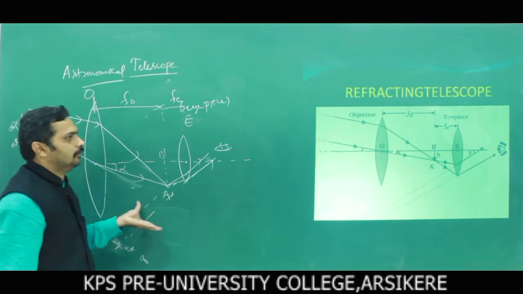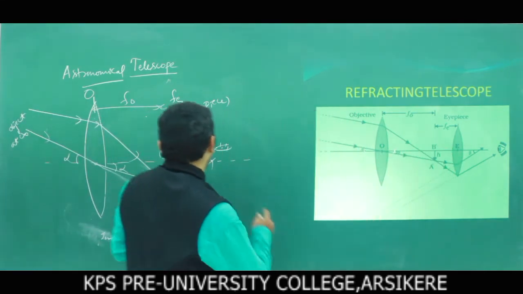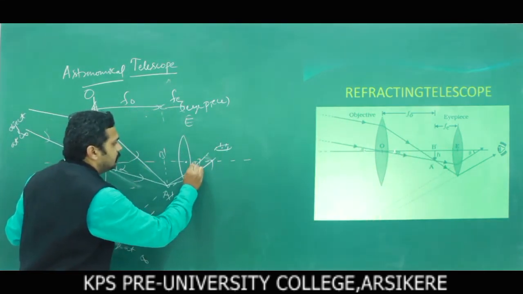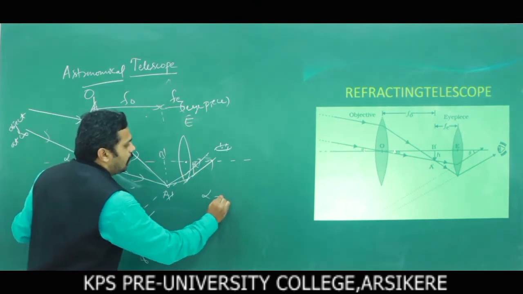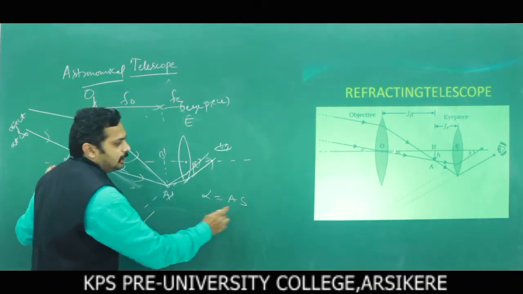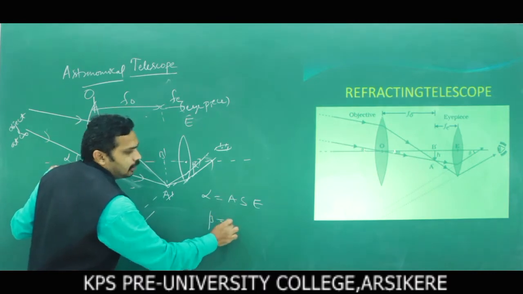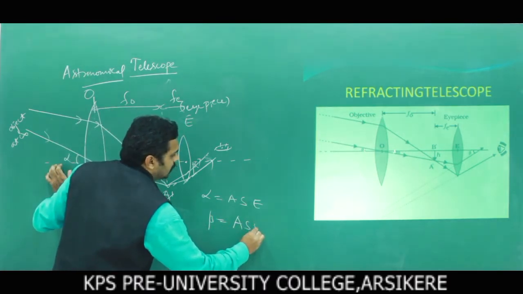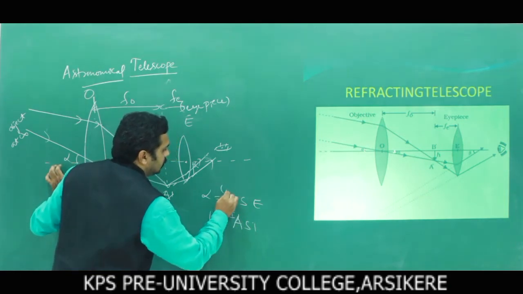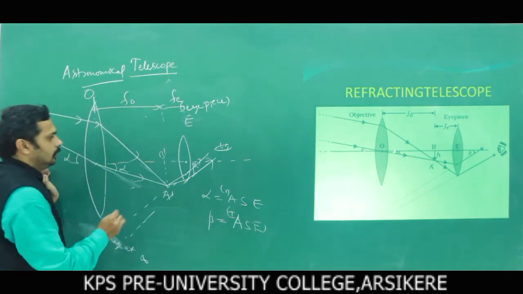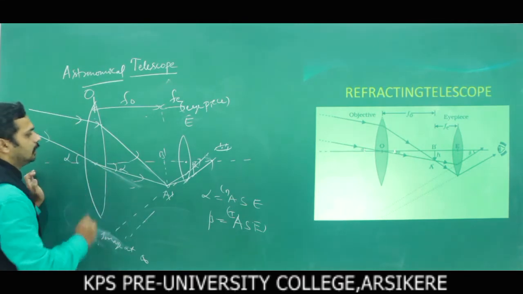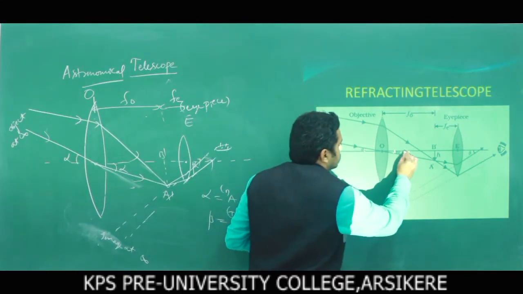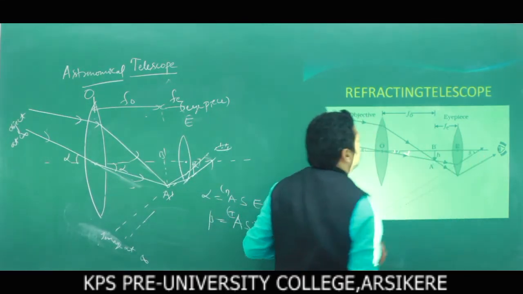Here the image at infinity, the angle subtended by the image. This is beta. The alpha is the angle subtended by the object at the eye. What is beta? Angle subtended at the eye by the image. This is the image, this is the object. Now this angle is beta, this angle is alpha.